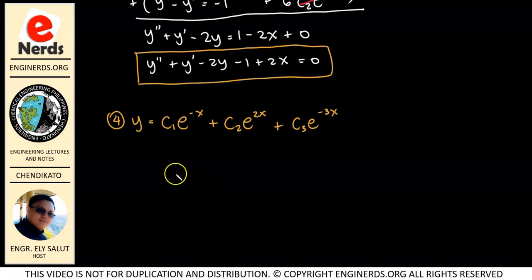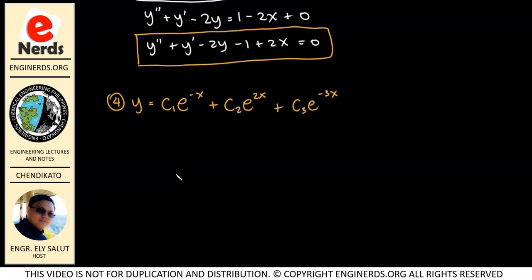So, we will be expecting that we will be doing the third derivative. Now, we're going to differentiate it 3 times. So, again, let us name this as equation number 1. Para hindi na tayo maguluhan pa. So, kunin natin yung first derivative.